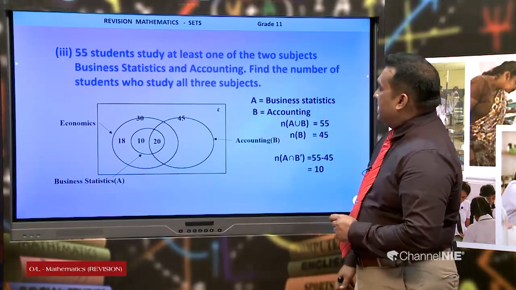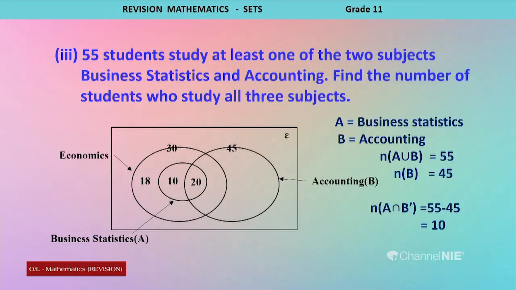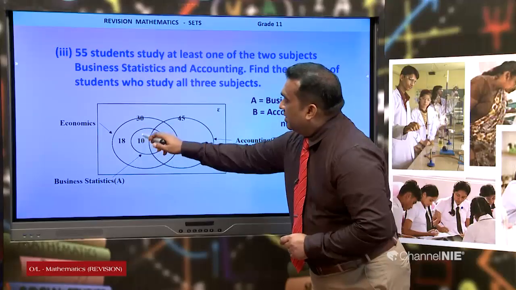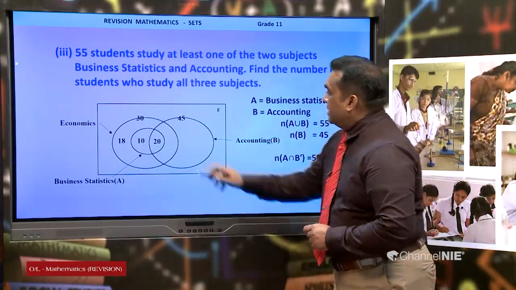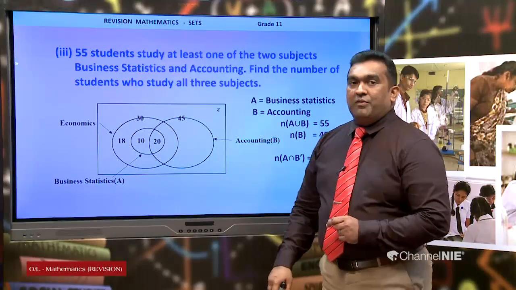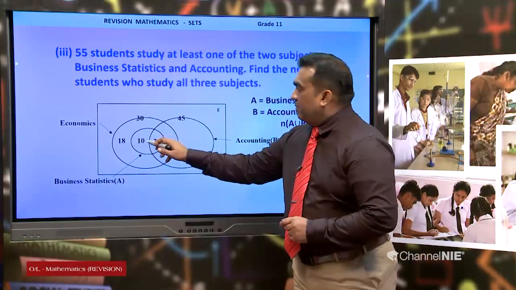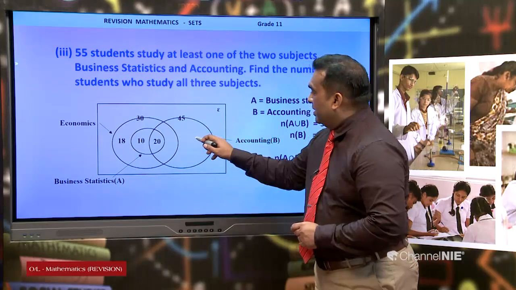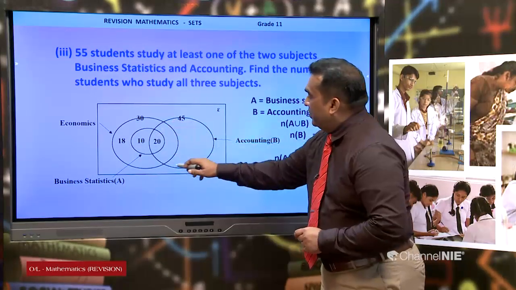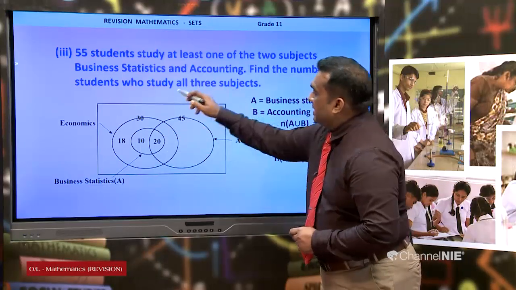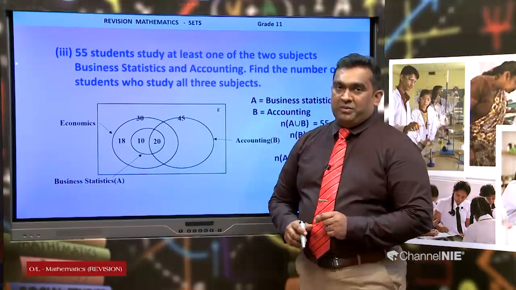Capital A business, capital B accounting, A union B is 55. A means this set. How many regions for 55? 10 plus 20 plus this one. It means here 45, no? Here 45. 45 plus 10 is 55.